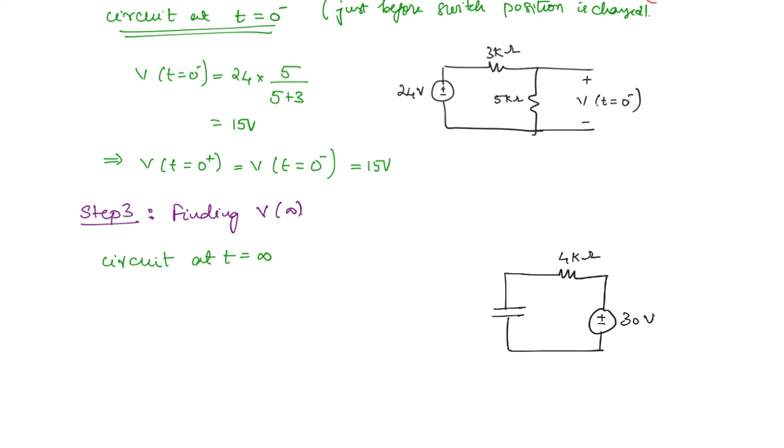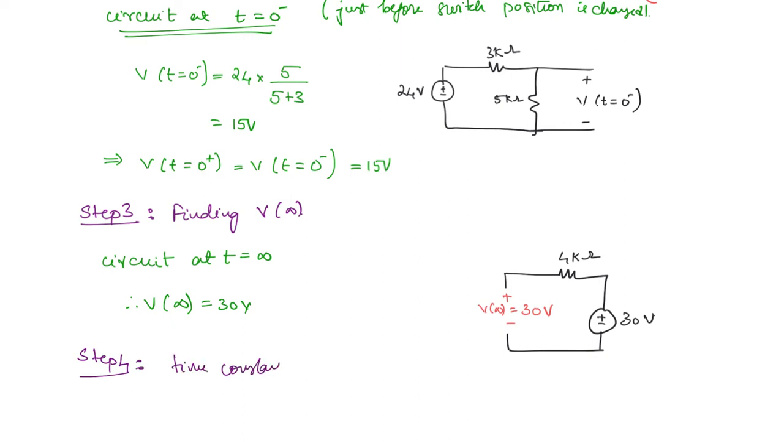At t is equal to infinity means steady state. At steady state, what will happen to the capacitor? It will act like an open circuit. Now what is the voltage appearing here? V of infinity is simply 30 volt. So we found out the final value as well. What is the next step? Next step is the time constant tau.